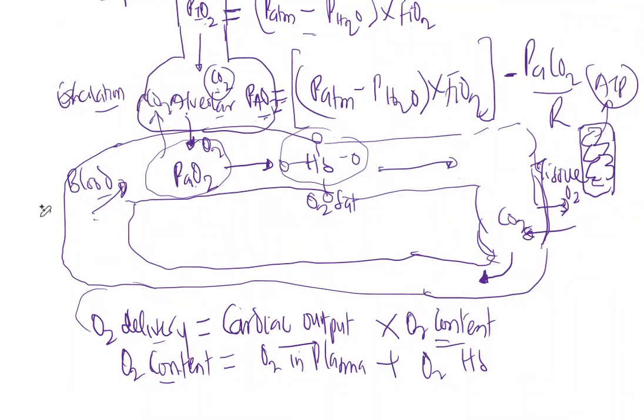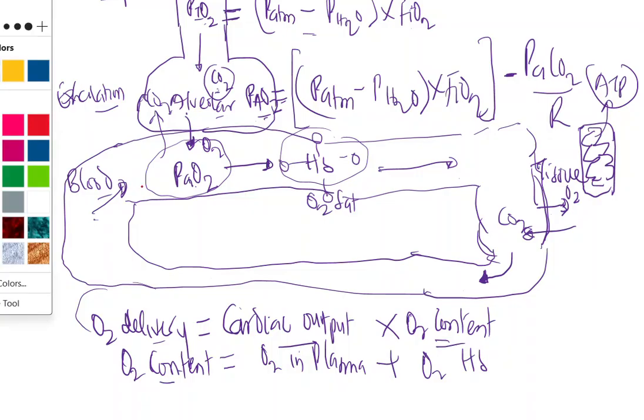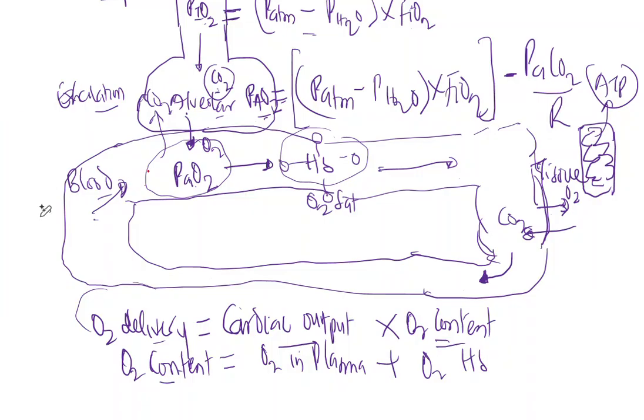So looking through this diagram, let's look at things that could lead to hypoxia. So one will be hypoxemia. If there is decreased partial pressure of oxygen in the plasma, that will lead to hypoxemia, and that will lead to hypoxia.